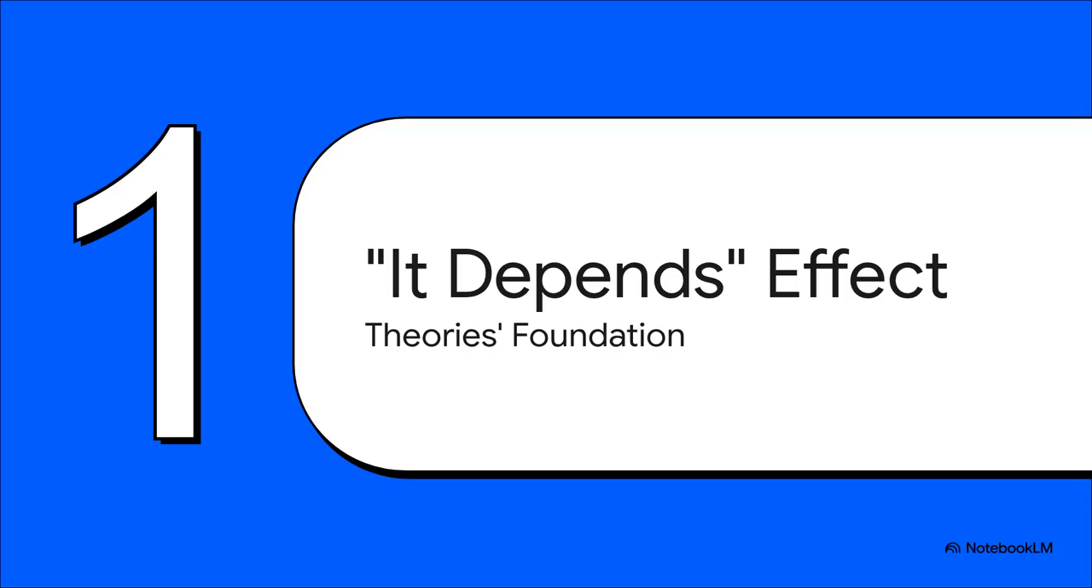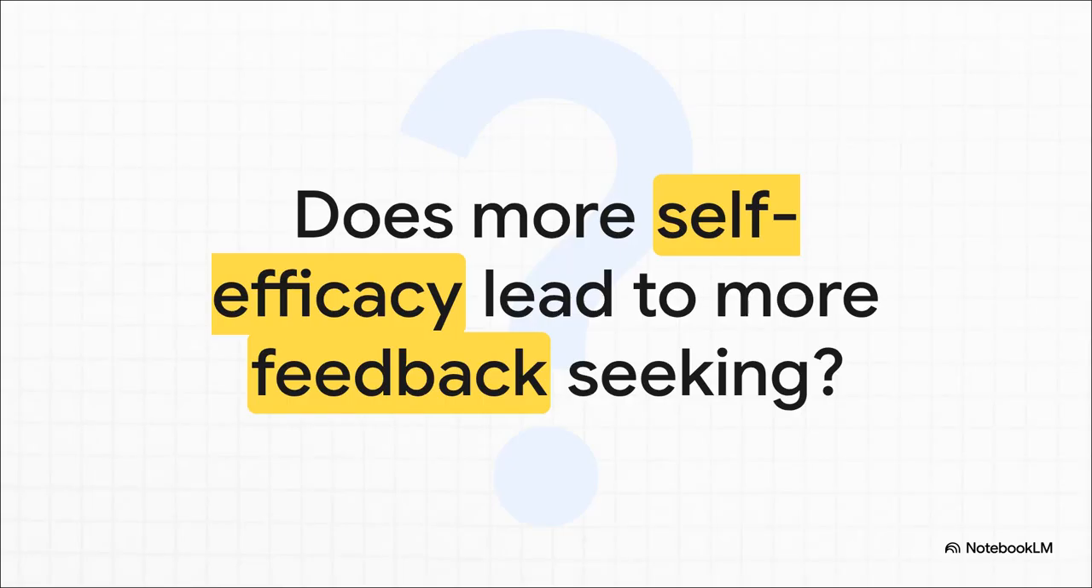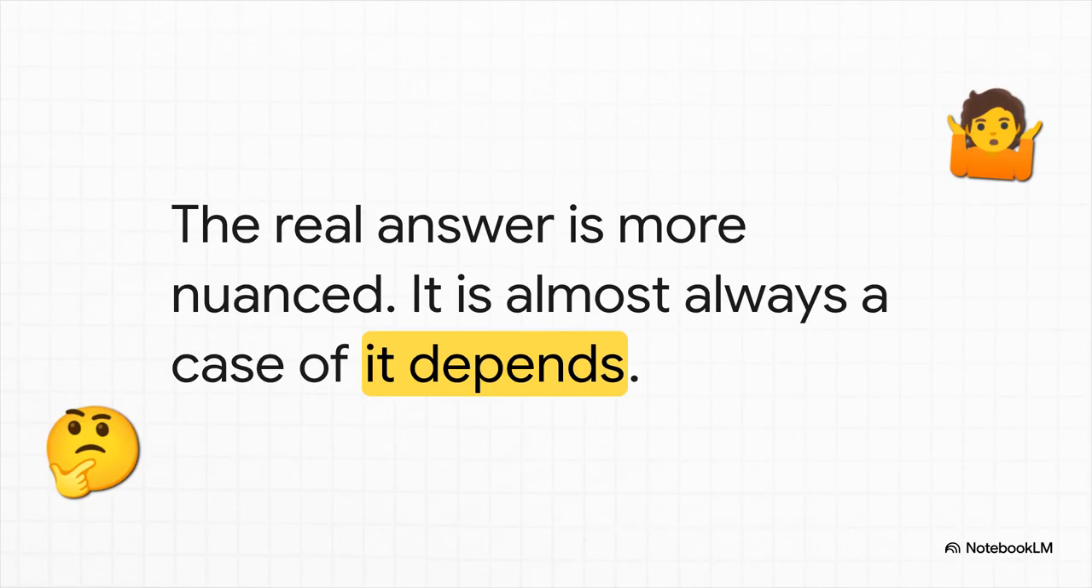See, to understand how a graph can lie, you first have to understand the kind of truth it's trying to show. And in the world of science, the truth is almost never a simple yes or no. The real answer is almost always, it depends. So let's take a real question from a study. Does having more confidence in your own abilities, what researchers call self-efficacy, make you go out and ask for more feedback at your job? You'd think that's a pretty straightforward question, right? It's either yes or no. But of course, the answer is a little more complicated than that. It depends on something else entirely.